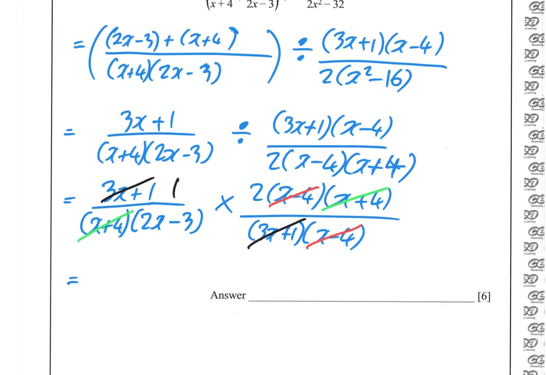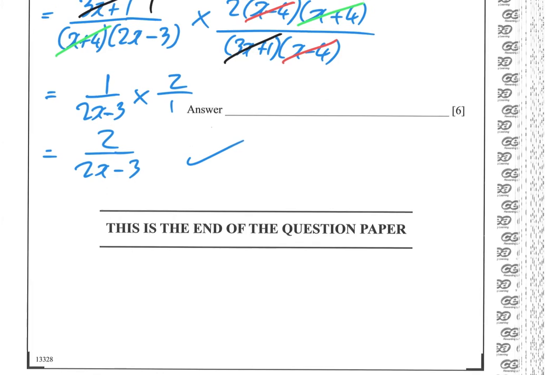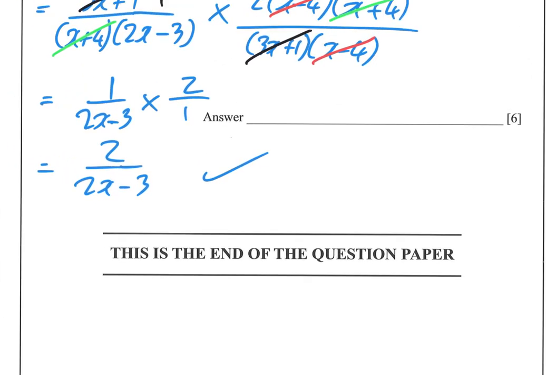What you're left with then is just 1 over 2x minus 3 times just 2, and you're left with 1 on the bottom line. So you're just left with 2 over 2x minus 3, and I think that's what we're looking for. And then just check, always check. This is the end of the question paper, so that you don't miss any pages, and that is us done.